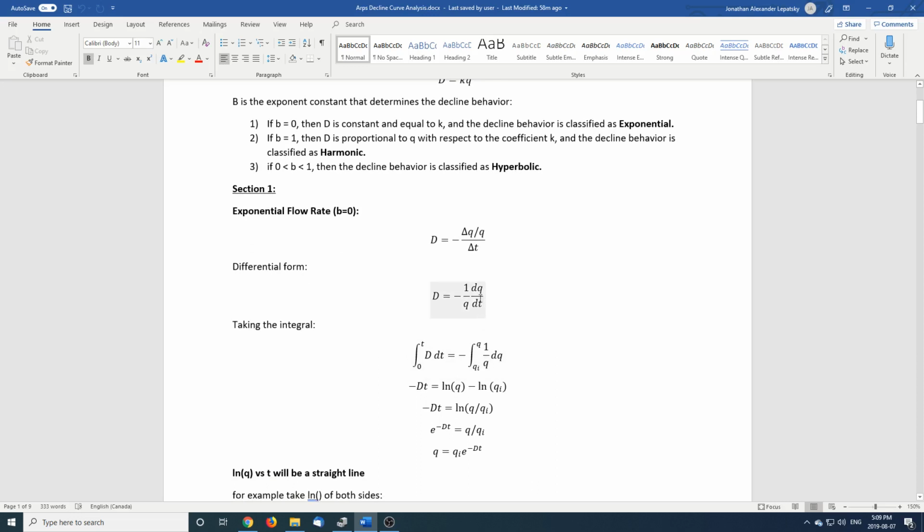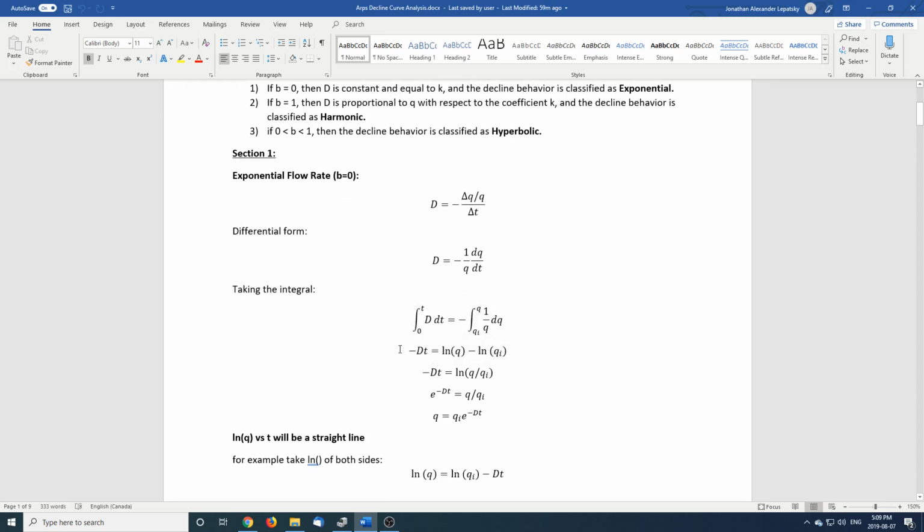In order to integrate it, we're going to take this dt and move it up to this side, like so. Now, at time equals 0, the flow rate is equal to Qi, and at time equal to T, the flow rate is equal to Q. Those are the limits of integration, and all you do is integrate that. On this side, it's pretty simple. dt becomes T, and the lower limit is 0, so it's just this. On this side, you get ln Q, and then you put the limits in and subtract them from each other, so you get ln Q minus ln Qi.